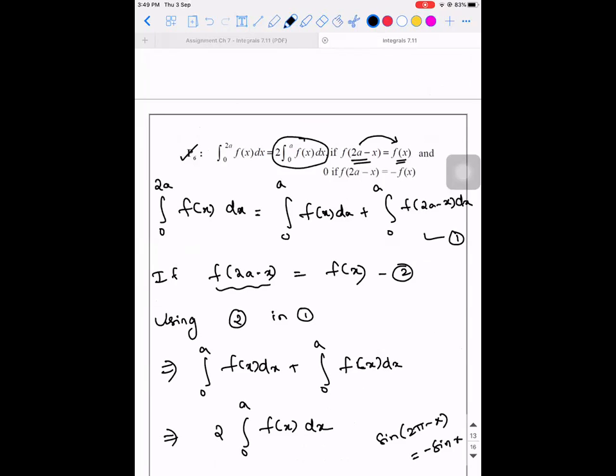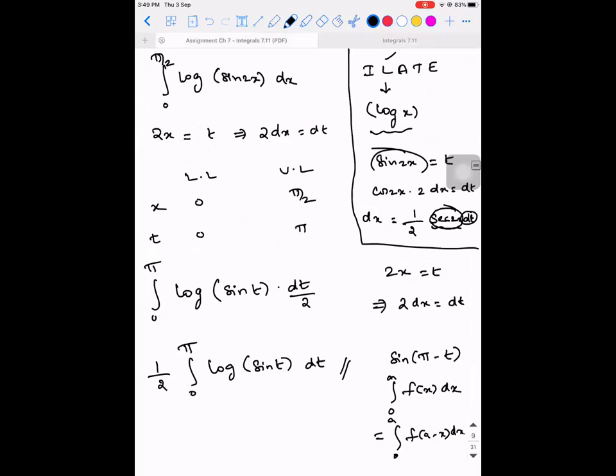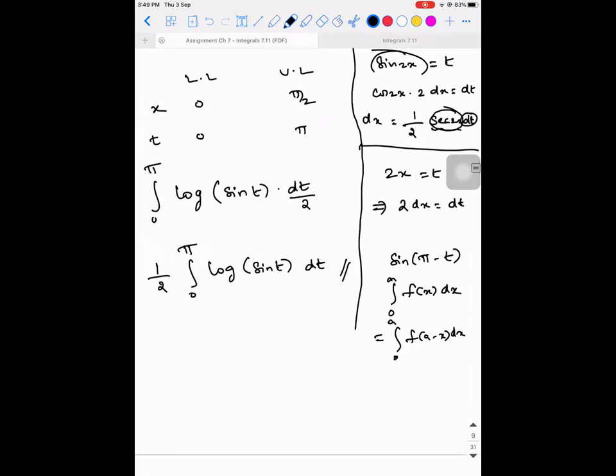Okay. So what you're doing is you're just substituting f of 2a minus x and trying to find out whether it is coming out as f of x. If that comes, then it is 2 times integral of 0 to a. Now let's apply this property. See, this is one of the rare situations where this property is used. Okay, so 1 by 2 into, guys, tell me what is 2a here?